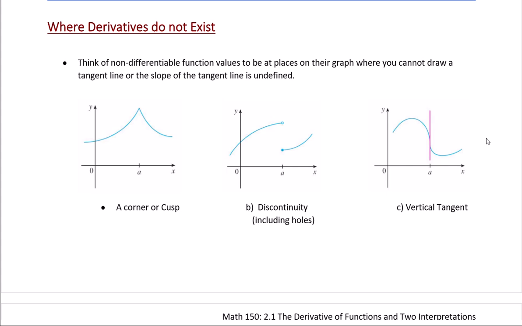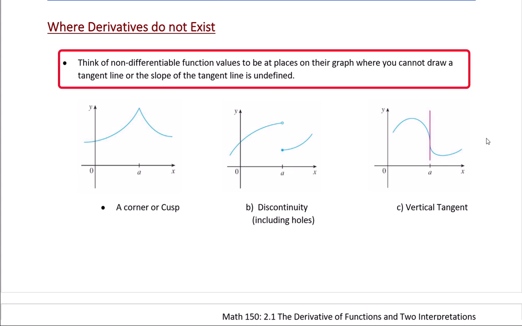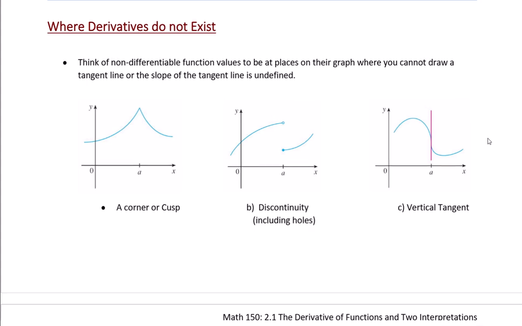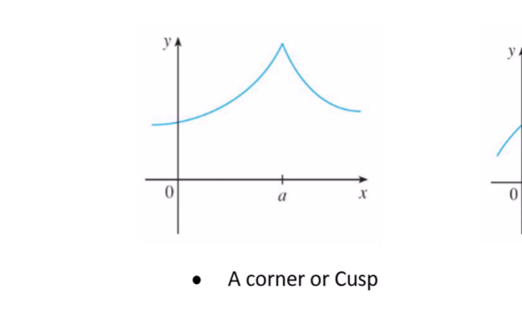In order to understand how to find derivatives and where to find derivatives, it's very helpful to know where derivatives do not exist. Think of non-differentiable function values to be at places on a graph where you cannot draw a tangent line, or the slope of the tangent line is undefined. For example, in this first graph, we have what's called a corner or a cusp. If we were to draw a line right here at the point where x equals a, we can't snuggle that tangent line up to a curve. There is not an exact slope at that corner or cusp, so the derivative does not exist at x equals a.